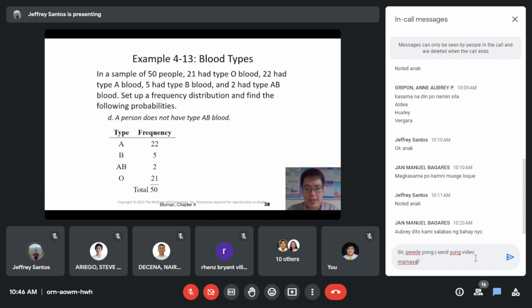Next, let's have this problem naman. A person does not have type AB blood. So this is just corresponding to the complement of AB. Since AB has 2, 2 over 50, hindi po yon ang titingnan, pero isusubtract natin yon from 1. So 1 minus 2 over 50, it's just 48 over 50, or simplified, in its lowest term, it's just 24 over 25. I hope that the examples given are very clear since madali lang naman siyang sundan, mga anak.